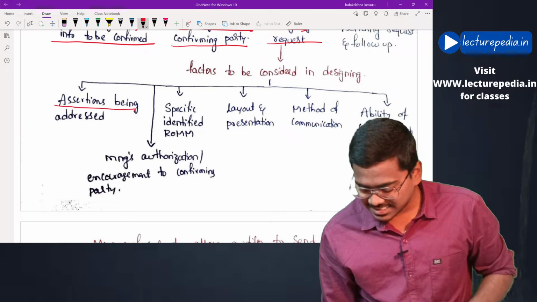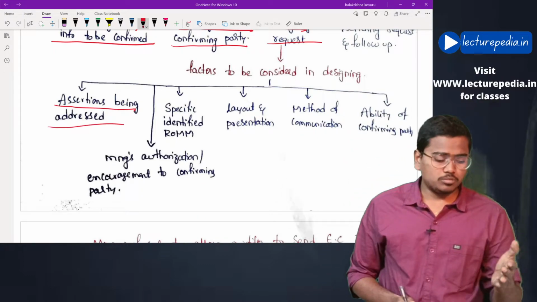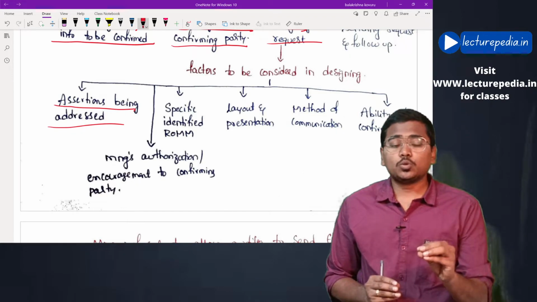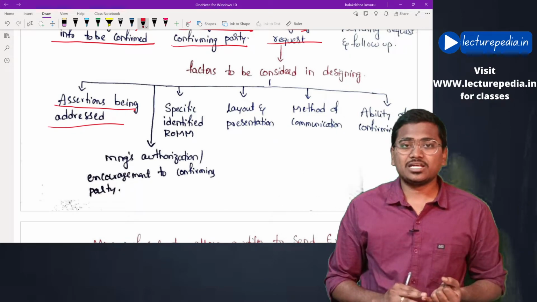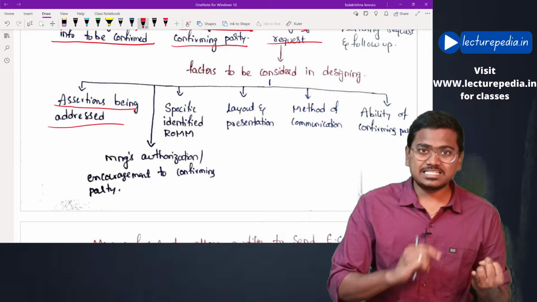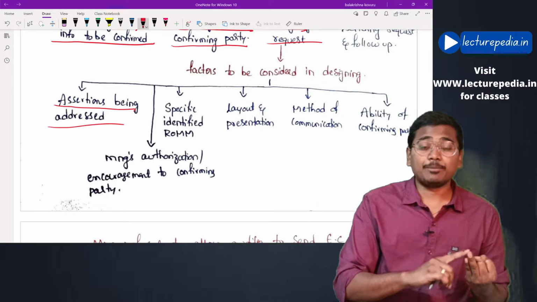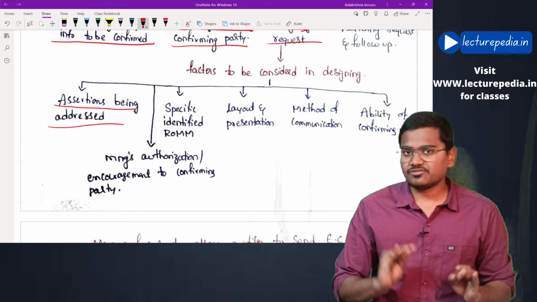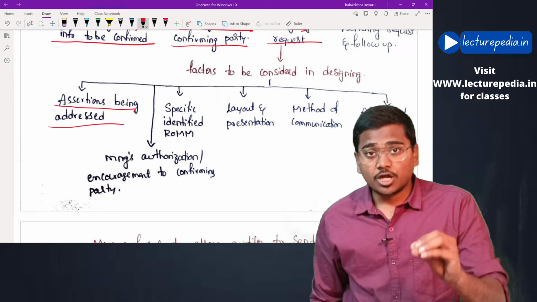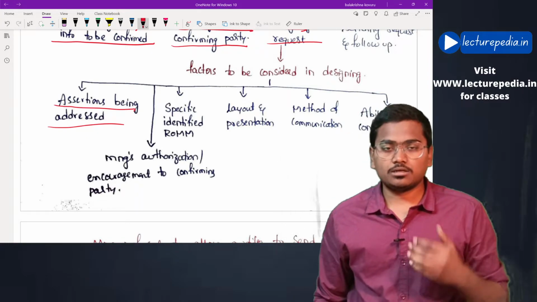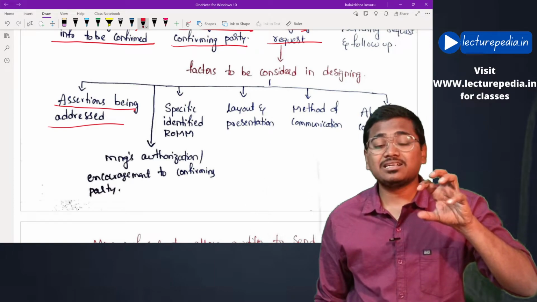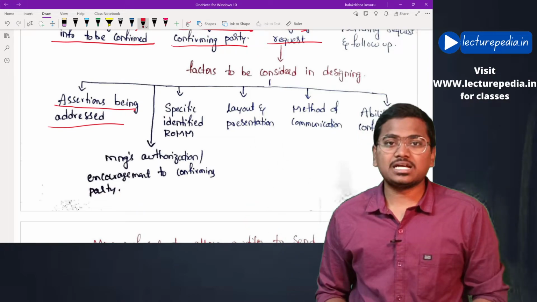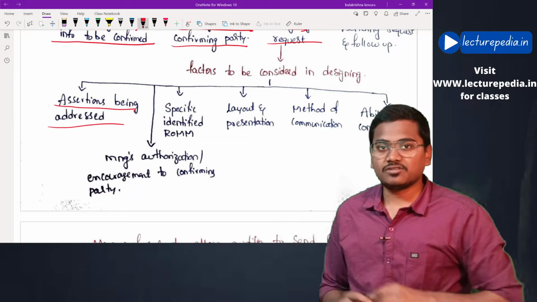What are those points? First one, while designing the confirmation request, the auditor needs to keep the following points in mind. What are they? Assertions being addressed. Mainly these external confirmations will be used to obtain evidence regarding the assertion of existence and the assertion of completeness. Mainly to address these two assertions, external confirmations will be used. So the auditor has to keep in mind what assertion he is addressing through this external confirmation. Based on the assertion, he has to design the external confirmation request.